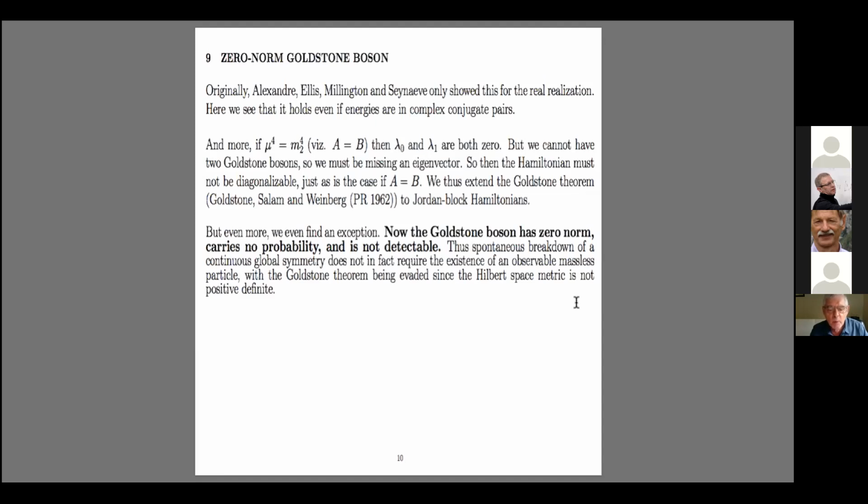So what we've actually done is we've evaded the Goldstone theorem because we do not finish up with an observable Goldstone boson, because the Hilbert space metric is not positive definite, and the standard proof of the Goldstone theorem was always on the assumption that the Hilbert space metric would be positive definite, because nobody ever considered any other possibility prior to the emergence of PT theories. So we find that we can actually spontaneously break a global symmetry and not produce an observable Goldstone boson.